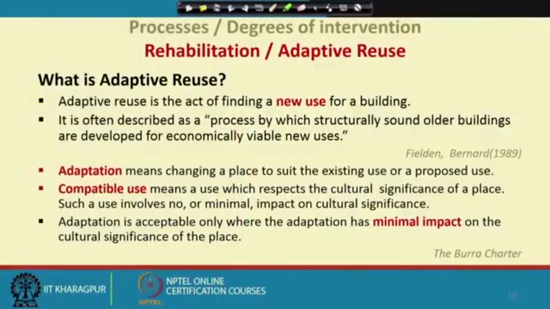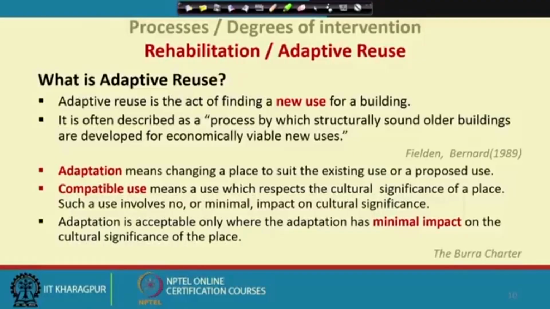Adaptation is acceptable only where it has minimal impact on the cultural significance of the place. So, before one decides what the proper or compatible use is, one has to understand which type of use really utilizes or explores the potential of the structure. That is very important, so that it has a very minimal impact on the significance for which we are valuing that structure. So, this is what is important.